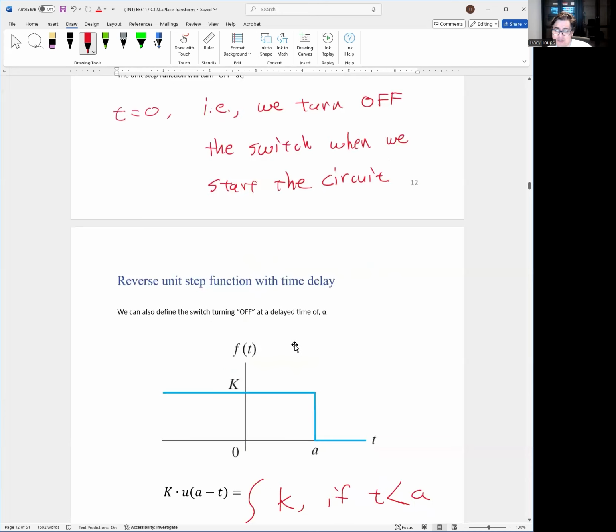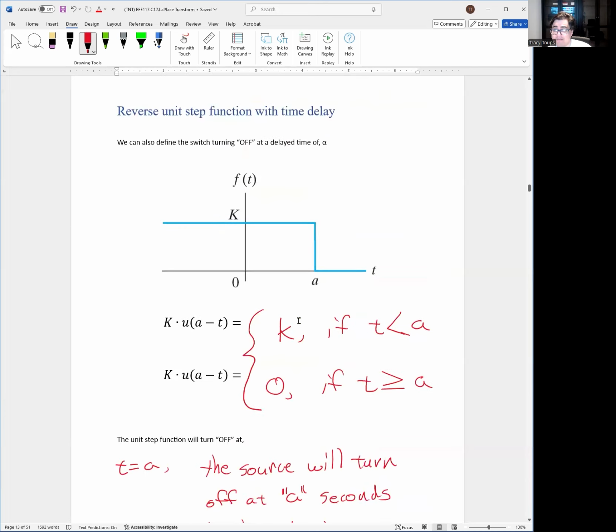And of course, you could do the same idea as you could delay turning everything off. Instead of turning off at 0, I want to turn it off an hour later. So my A will be 1 hour delay or 5 seconds delay. Okay, so we're going to delay turning the circuit off.